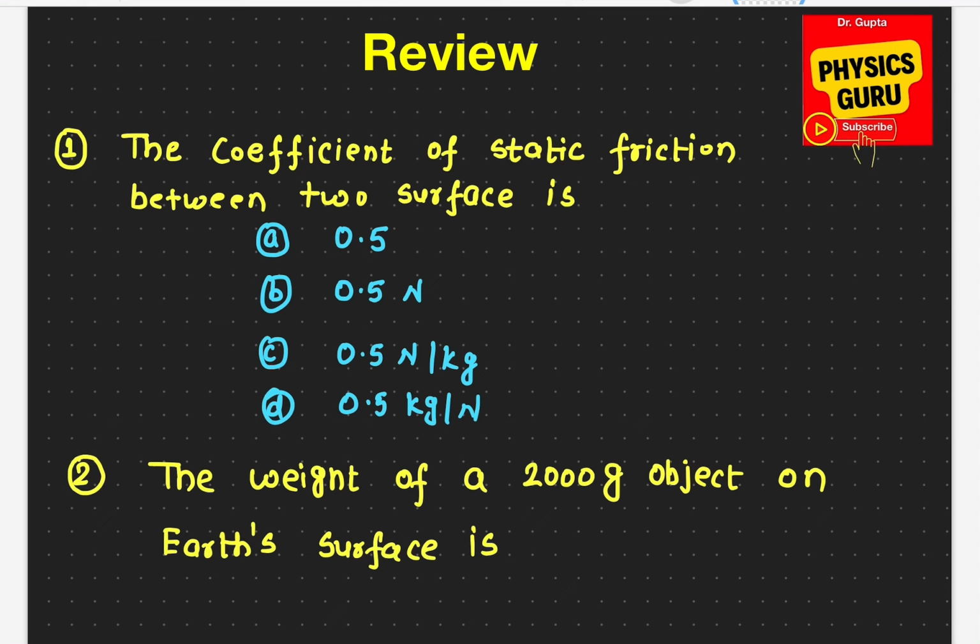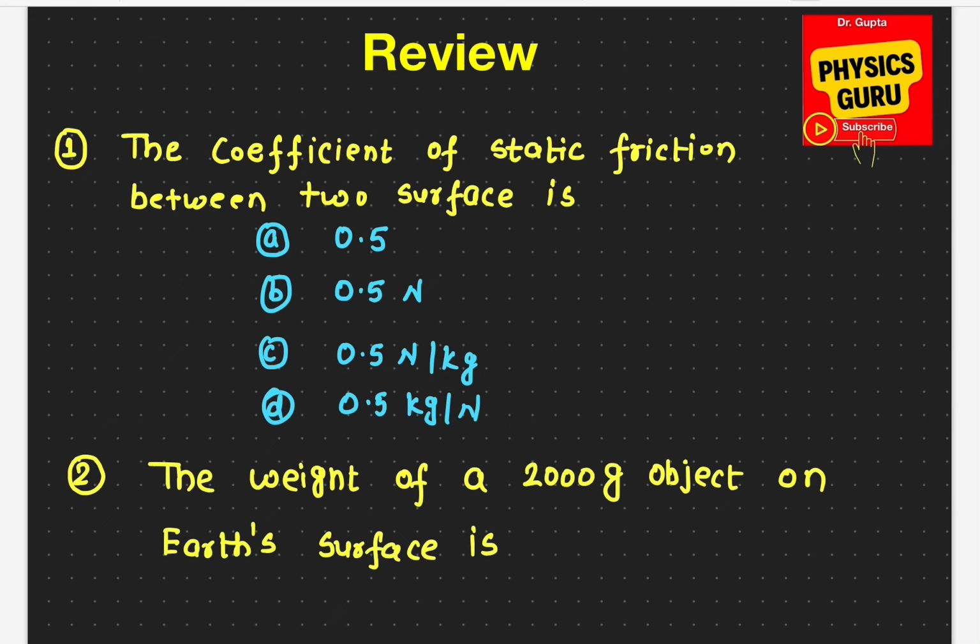I will walk you through some of the questions that you may see in your midterm exam. So here is the first question. The coefficient of static friction between the two surfaces. The idea is that the surface could be anything between the two glasses. It could be between the glass and the wood. The most important point is, do you understand what is the unit of coefficient of friction?